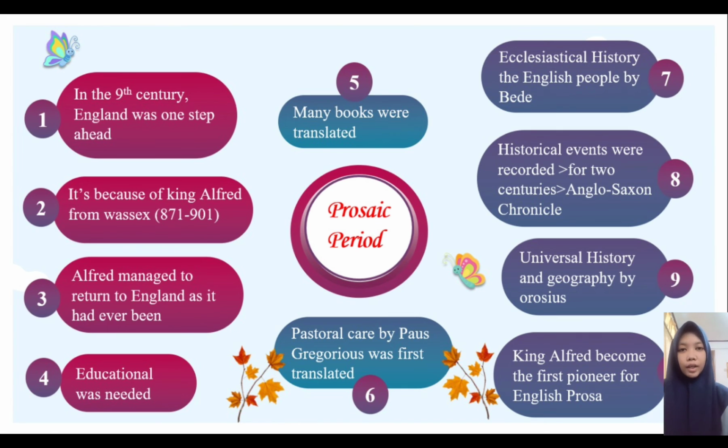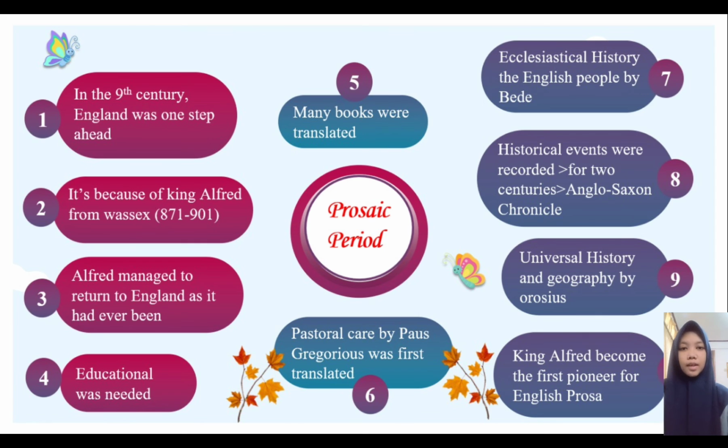Number three, Alfred managed to return England to what it had once been. King Alfred tried to return England to the level of culture that had been reached during the time of Bede. Number four, education was needed. Number five, many books were translated. And the next, Pastoral Care by Gregory was translated. The book that was first translated was Pastoral Care by Gregory.